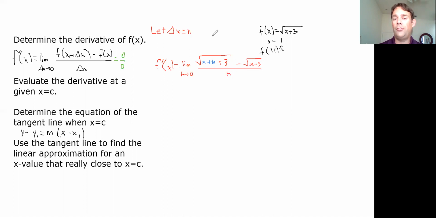So if you notice, this is really honestly just one of our rationalizing problems. So I'm going to multiply everything by the conjugate of the numerator. We do multiply the top by that, and we're going to multiply the bottom by that.